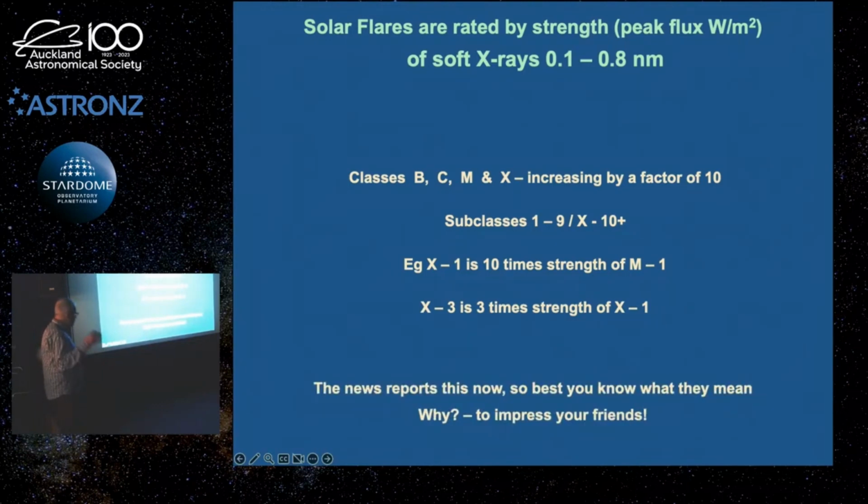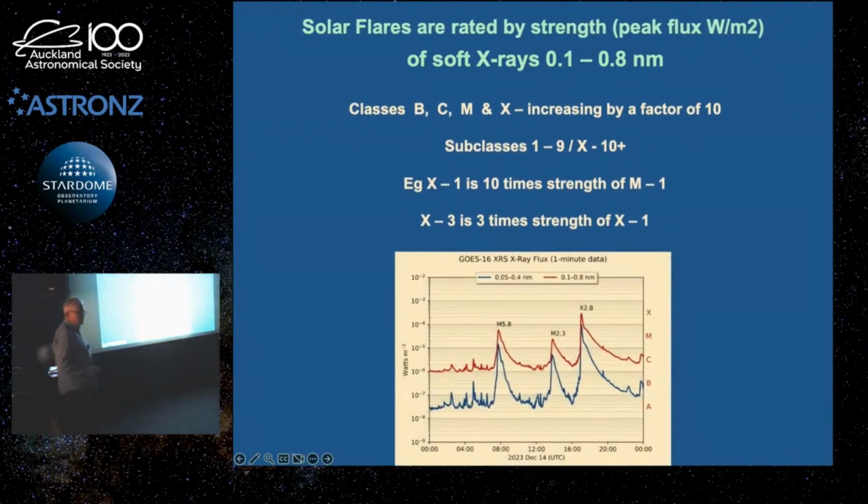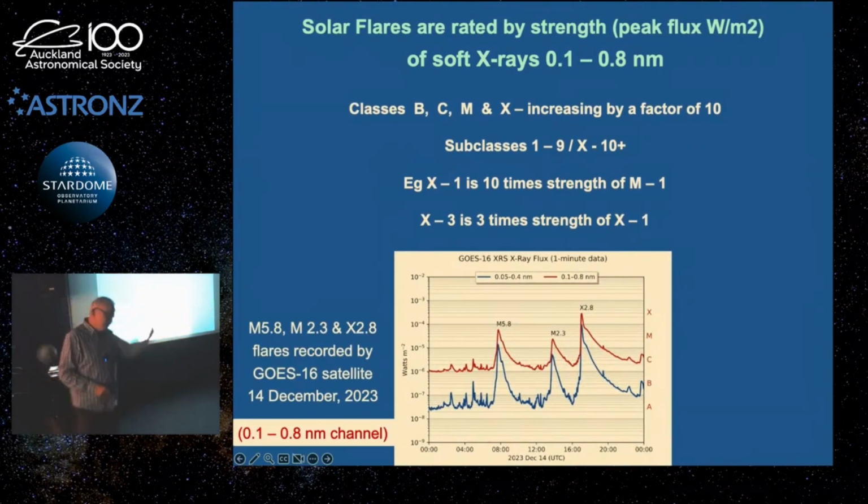So you've got to know about that now because the news reports this. You know, it's been reported on the news now. Oh, we expect some aurora. We've had an X class 5.8 flare. And one of your friends will probably ask you, hey, what does all that mean? And you've got to impress your friends. You've got to know about this. And you say, well, I know what that means.